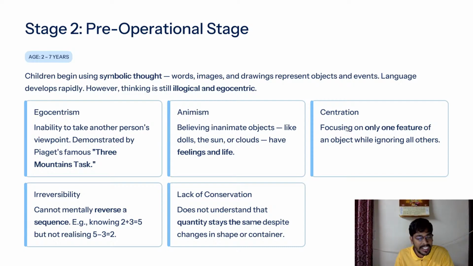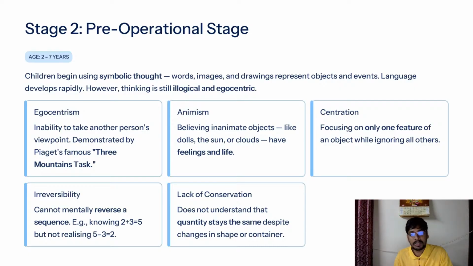So it's a very hectic task for the parents also, to make children understand things when they are between 2 to 7 years, because they have a very egocentric approach and animism, believing inanimate objects like dolls, the sun, or clouds have feelings and life. So when the child is between these 2 to 7 years, what they usually think is illogical thinking. One example is, even if they see a doll, they think that the doll has feelings and life. Even if they see the sun or moving clouds, they think that they have feelings and life. So it's a pretty illogical thinking that they will have at this age.